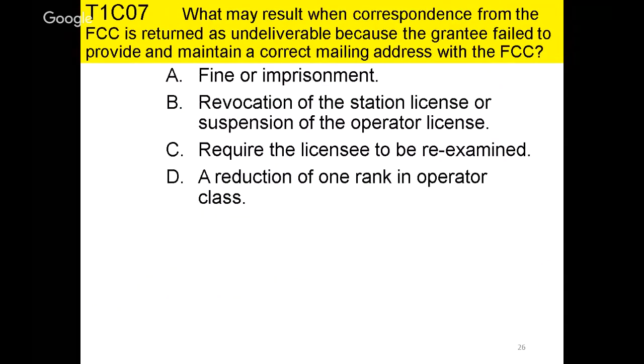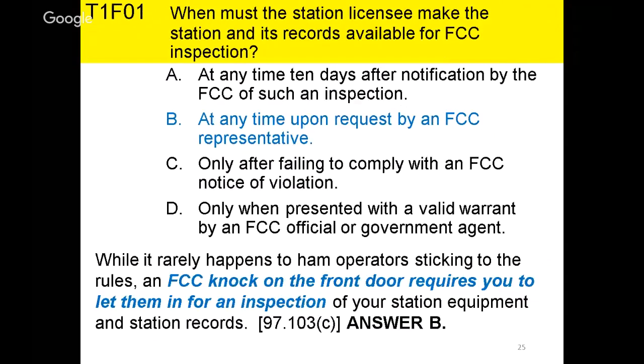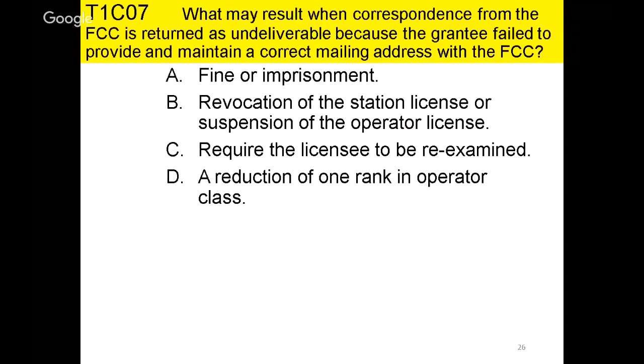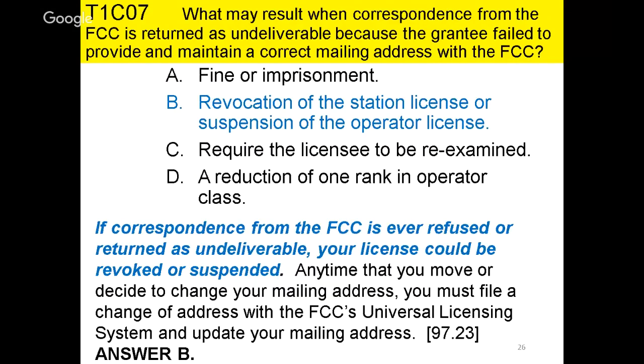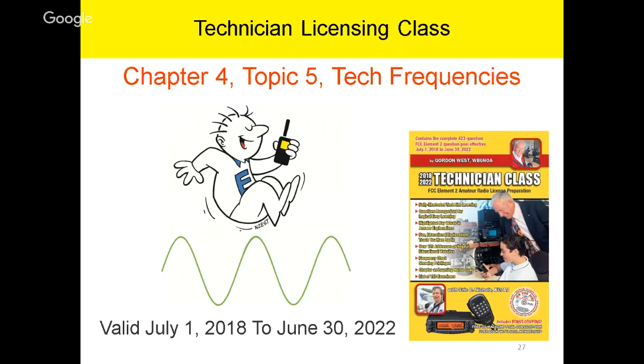So, what may result when correspondence from the FCC is returned undeliverable? Again, I kind of mentioned this. Oops, where am I? There we go. I keep hitting that wheel. You can get your station license suspended or revoked, basically. So, keep your addresses up to date. Any questions so far? I think everybody's pretty much got that down pretty good.